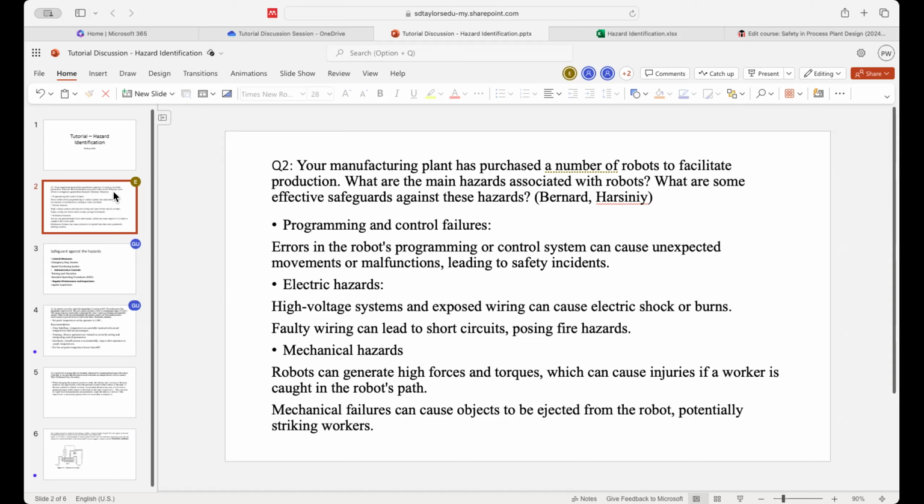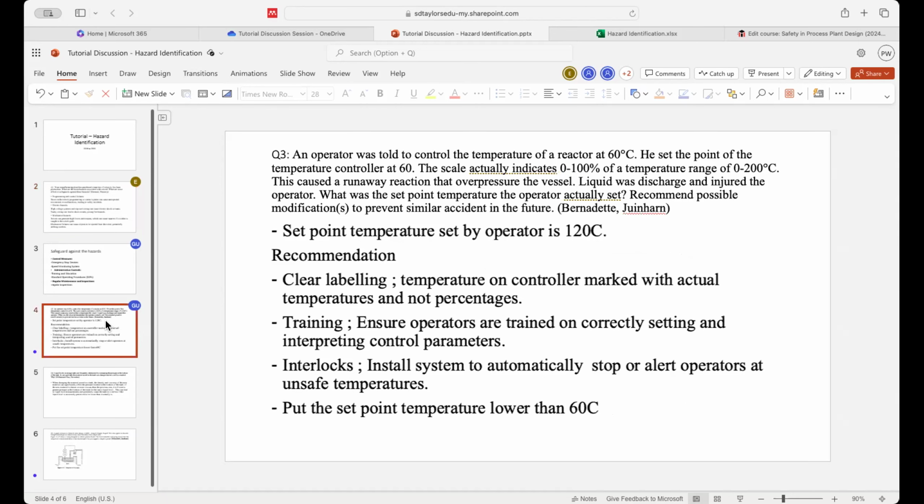Any questions on this? If not, then we will go to question 3. Over to you, either Bernate or Junhan. Okay, I'll present.